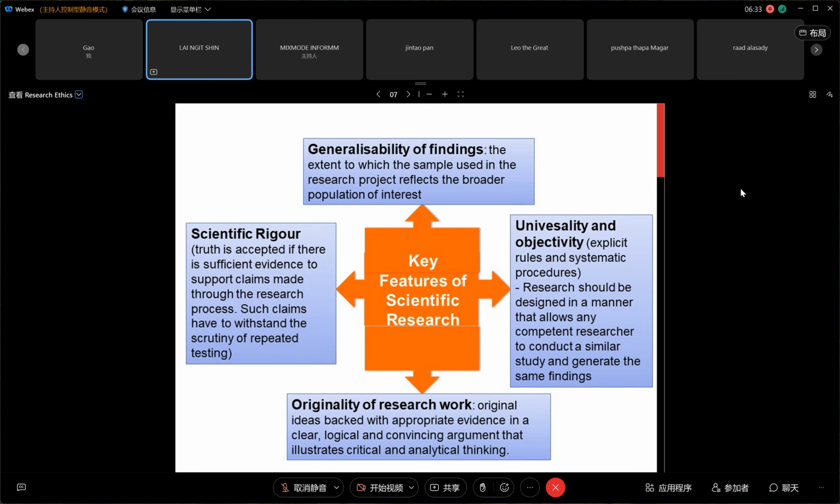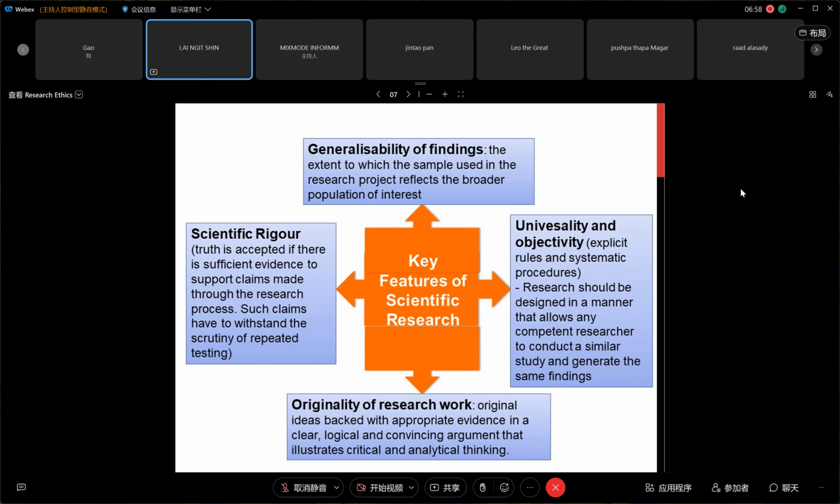Same with you. The originator of the research work originated the idea with appropriate evidence and a clear, logical, convincing argument, with straight and critical thinking. This means you have to do things originally. You don't copy from other people and make some minor modification afterwards to allow it to be published. I think this is quite common in this area.